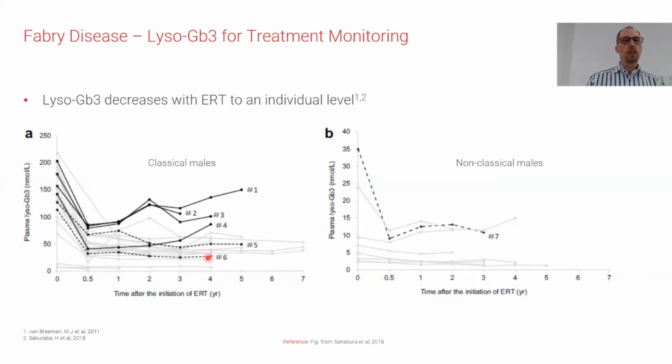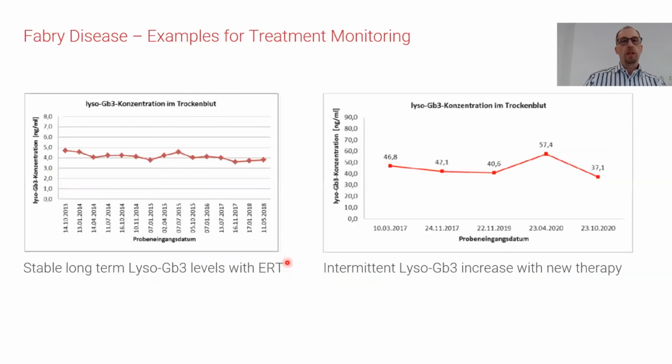This is true for classical males, also females, but this paper is about males, classical versus non-classical males. ERT reduces the lyso-Gb3 levels to an individual level. You can see again the difference between non-classical and classical: classical males have a much higher lyso-Gb3 concentration. And again, two of my own patients: this woman has very stable lyso-Gb3 levels with ERT for many years, no problem at all.